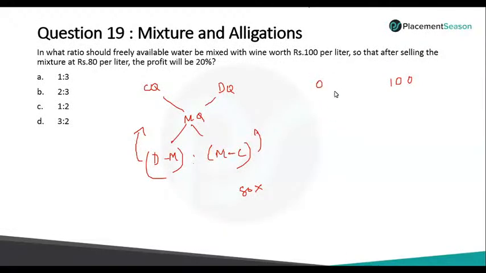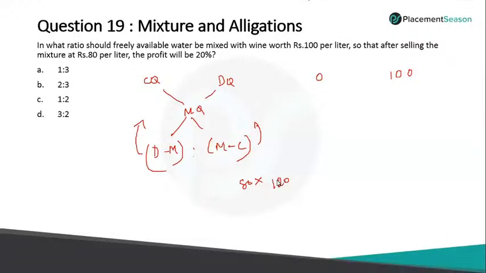Right. So water is freely available, 0. Then the wine is worth 100 rupees, it's given. So cheaper and dearer are given. So 80 rupees is the selling price, but it is having a profit of 20%. So 80 is 120% of the cost price. I need to find the cost price because 100 and 0 are cost prices. So I can equate either cost prices or selling prices.